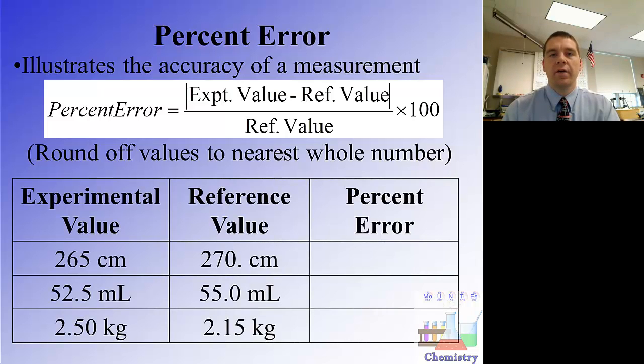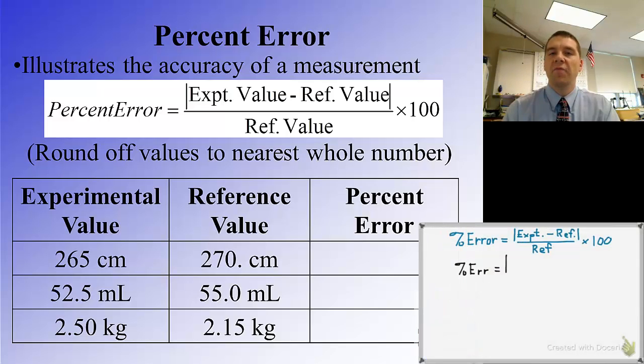So if we take a look at some examples here, we've got three different sets of values. In the first one, we've got an experimental value of 265 centimeters. Our reference value in this particular example is 270 centimeters. And so what we're going to do is subtract 265 minus 270 centimeters. That difference is a -5, but don't forget about the absolute value. So we'll take the absolute value of that, which would be 5 centimeters, divide it by the reference value, 270 centimeters.